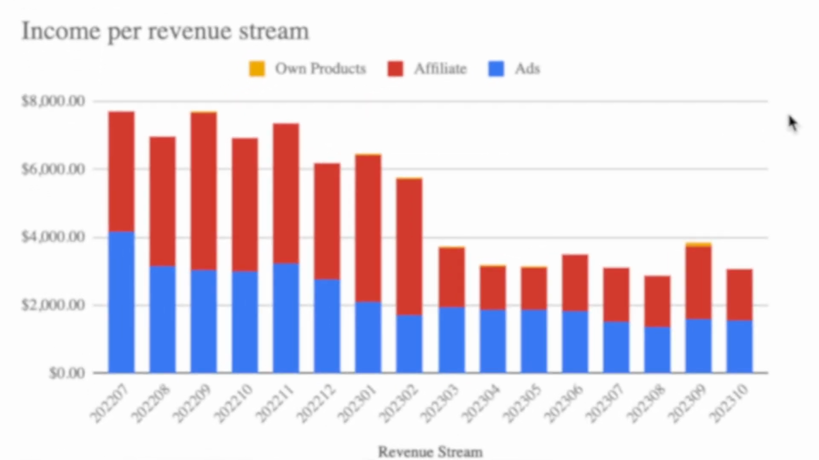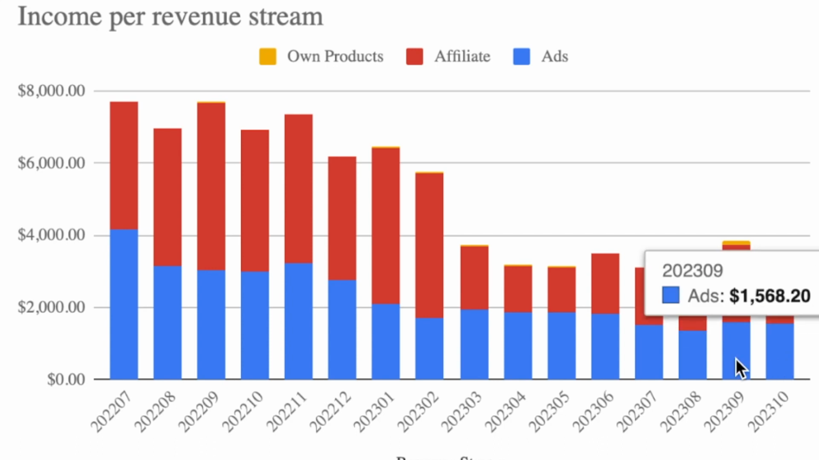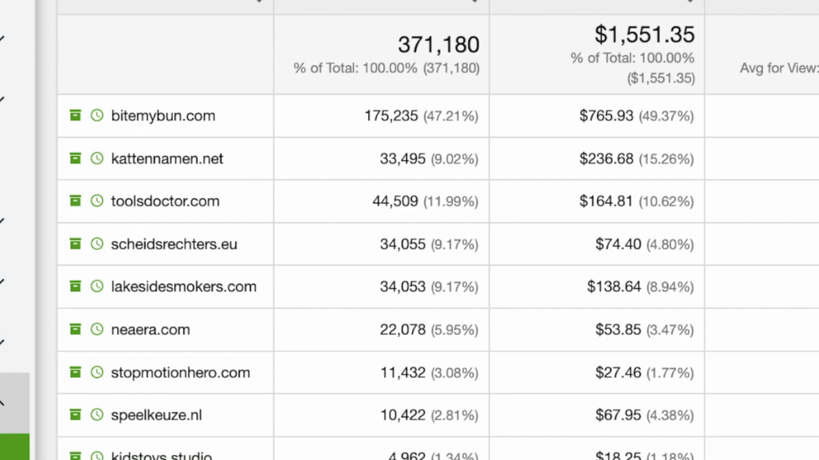The revenue is a bit down from last month, but October is always a slow month for me, especially for my toy website, as people are waiting for Christmas and Black Friday to buy stuff. The ad income from Ezoic is still running strong, just about $1,500, but the affiliate revenue has declined quite a bit.